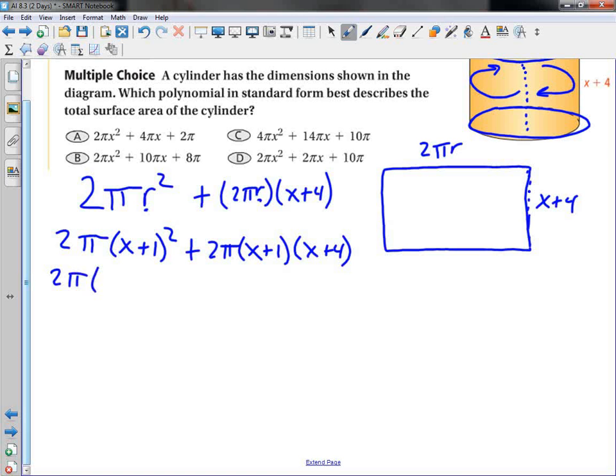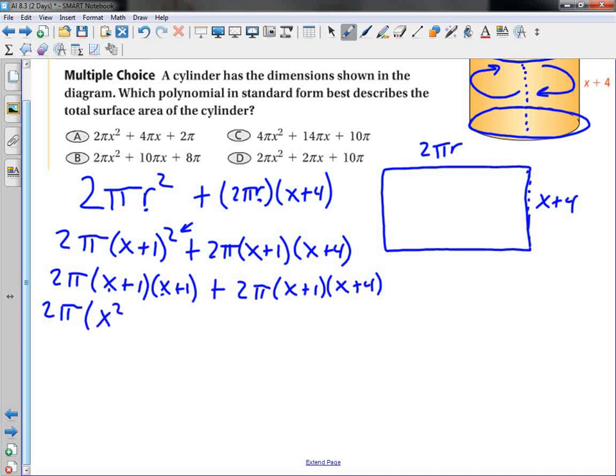Now when I have something squared, or a binomial squared like that, I need to write it out as two pieces and then FOIL from there. Isn't that what it means? Isn't it like 2 squared means 2 times 2, so we have x plus 1 squared is x plus 1 times x plus 1. So I'm going to FOIL on the inside. So x times x is x squared. x times 1 is x. 1 times x is another x, and 1 times 1 is 1.